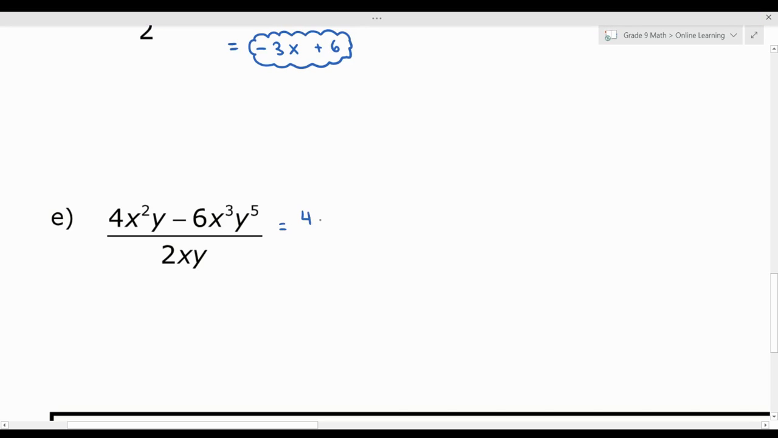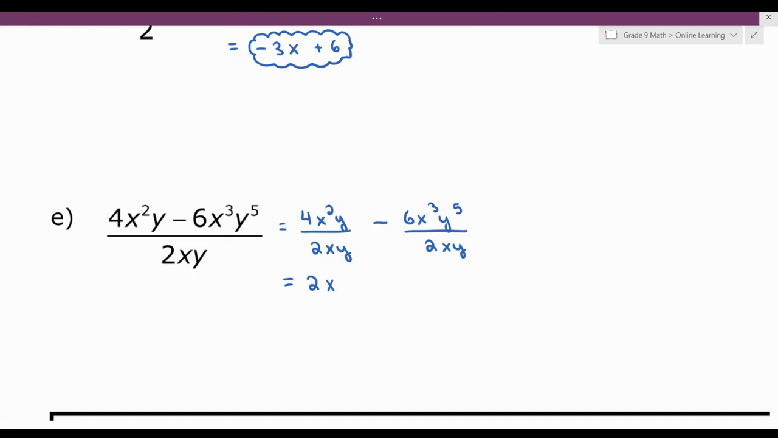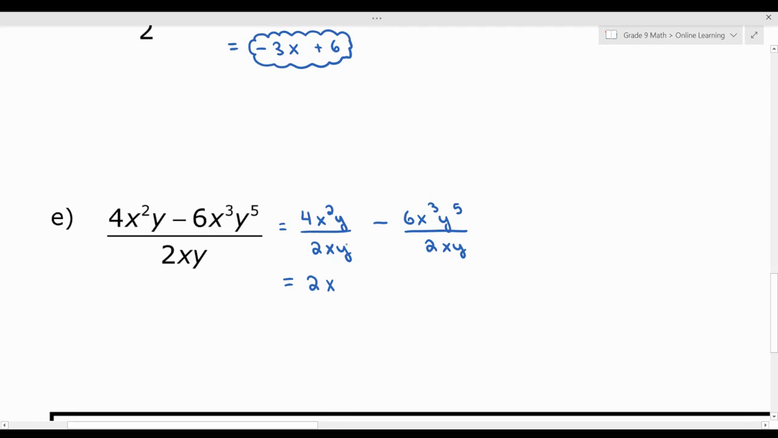Split these up. 4x squared y divided by 2xy minus, there's minus here, and then 6x cubed y to the power of 5 over 2xy. Okay, start with your numbers first. 4 divided by 2 is 2. I have an x to the power of 2 on top, x to the power of 1 on the bottom. So I'm going to go 2 minus 1. I'll have 1x left.